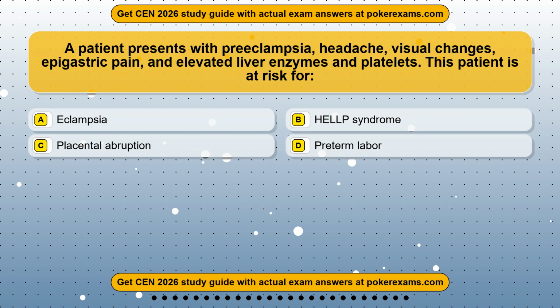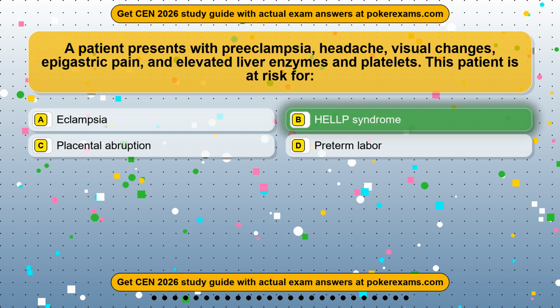Question 5. A patient presents with preeclampsia, headache, visual changes, epigastric pain, and elevated liver enzymes and low platelets. This patient is at risk for Option A, eclampsia. Option B, HELLP syndrome. Option C, placental abruption. Option D, preterm labor. The correct answer is Option B, HELLP syndrome.